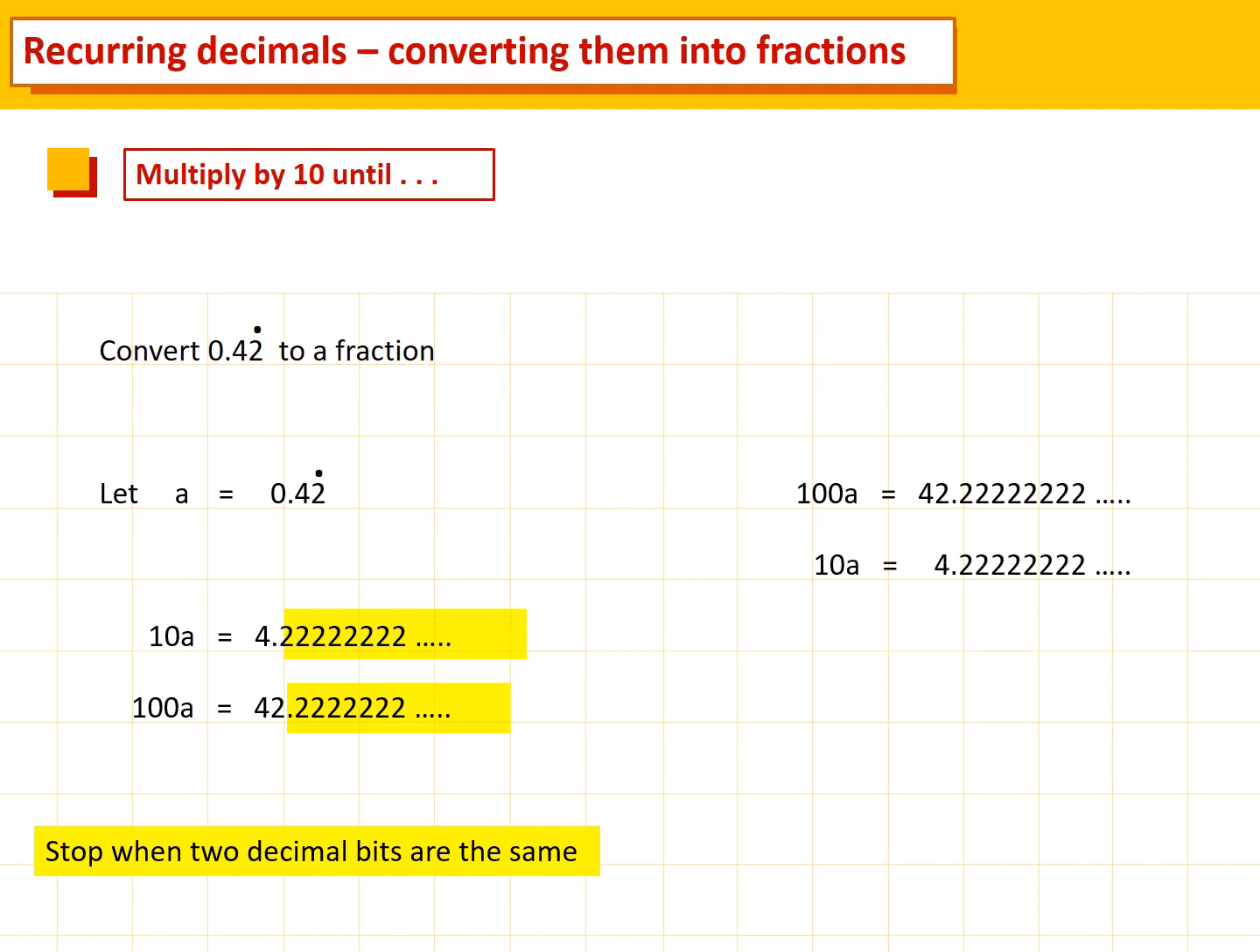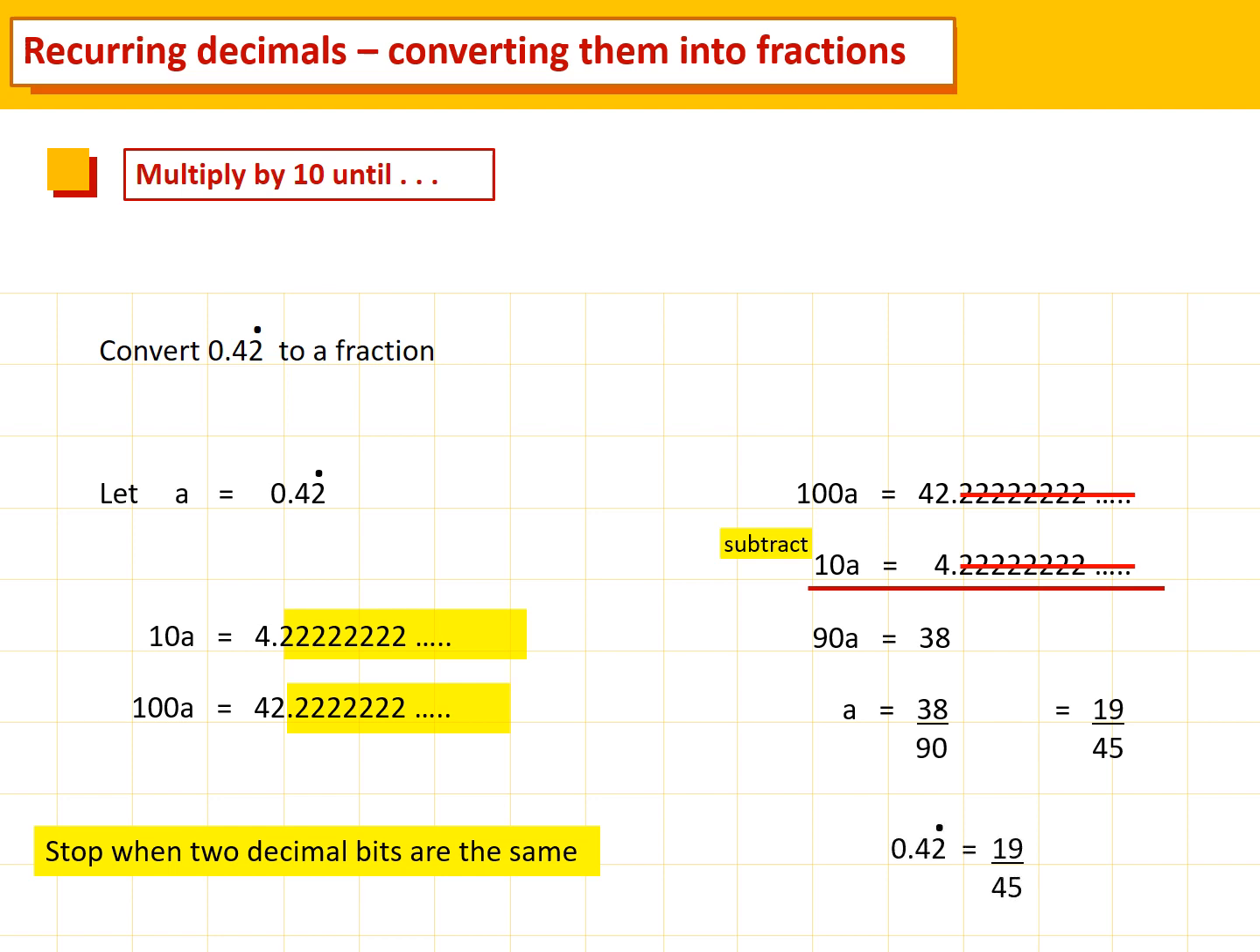100a, take away 10a. We're going to see those decimal parts cancel out. 100a take away 10a is 90a. 42 take away 4 is 38. Let's divide both sides by 90. Let's do some cancelling down, and that's our final answer.